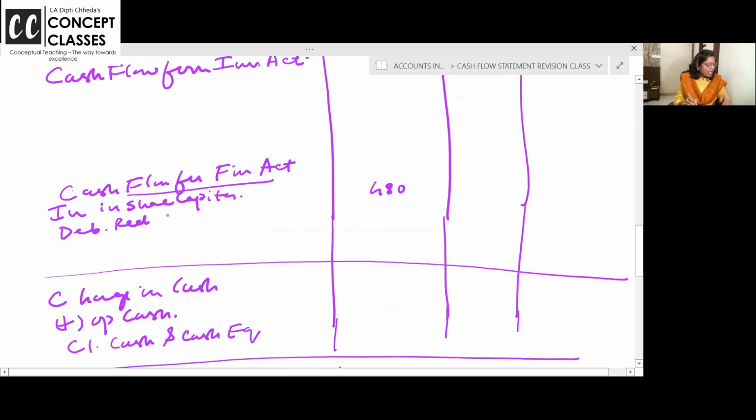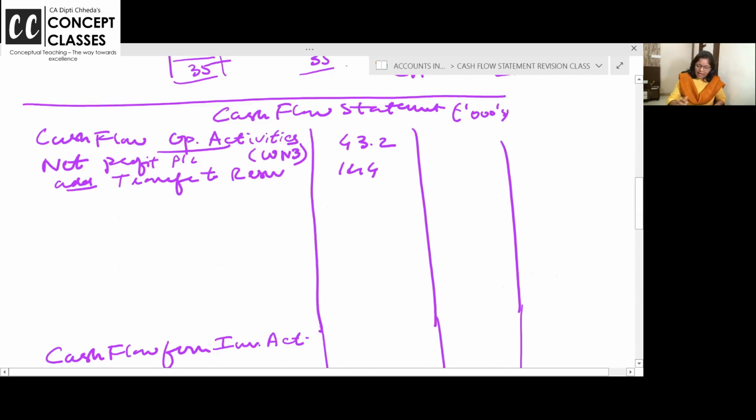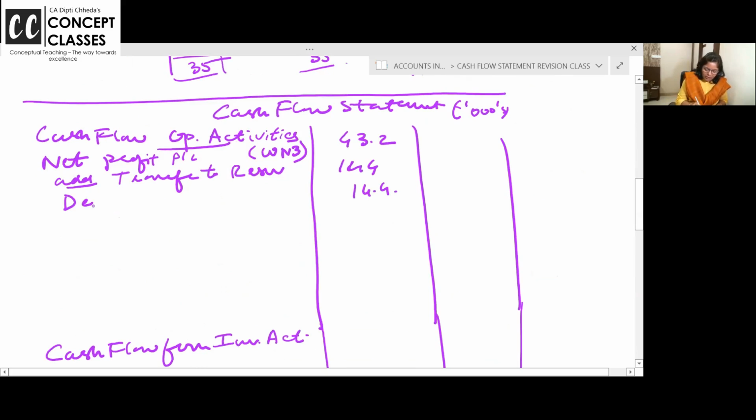Debentures redeemed. How many debentures are redeemed? 960 minus 672. That is coming to how much? 288. They are redeemed at premium. Debentures are redeemed at 5% premium of 288. So 14.4 extra is going out. Debentures by 288 premium, but debentures are reduced by 288. Premium definitely must have been debited to P&L account as outflow. You are taking it as outflow here. So what you will do there? Add back. 14.4 debenture redemption premium. Add back.